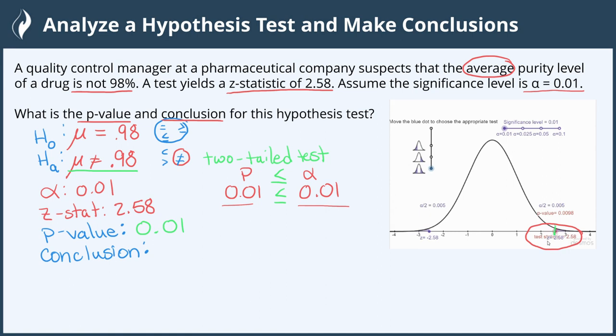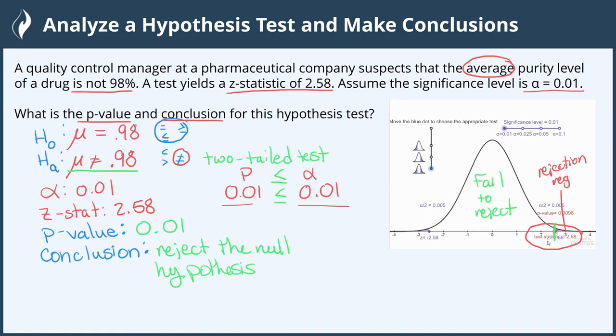Another way to think about it is that these actually fell at the exact same place, 2.58, and so it just did get into the rejection region. So we are going to reject the null hypothesis because it fell outside of the fail to reject region. And even though it's right there on the brink, it did still fall within the rejection region over here. And so now we found the p-value and we have our conclusion, and we're all done.